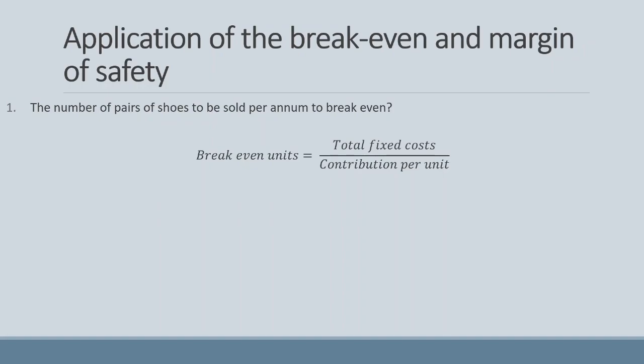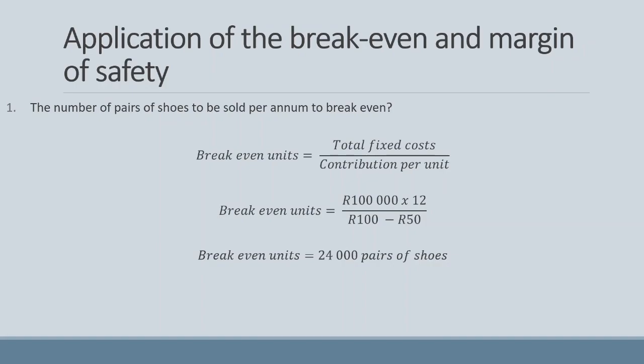To accommodate these two issues, we need to take our monthly fixed costs and multiply them by 12 to get the annual fixed costs. To get the variable cost per pair of shoes, we need to take our cost per individual shoe and multiply it by 2. This will give us our annual fixed costs being equal to 1,200,000 Rand and our contribution of 50 Rand per pair of shoes. Therefore, our break-even point in units is 24,000 pairs of shoes. It is always important to remember the unit of measurement we are working with. In this example, it is pairs of shoes.